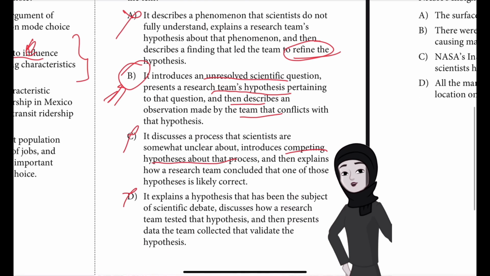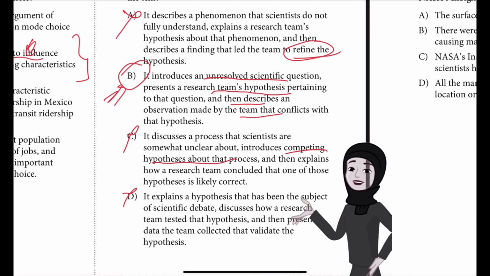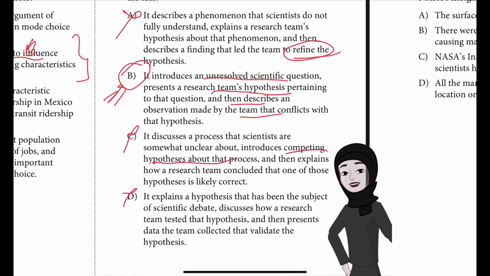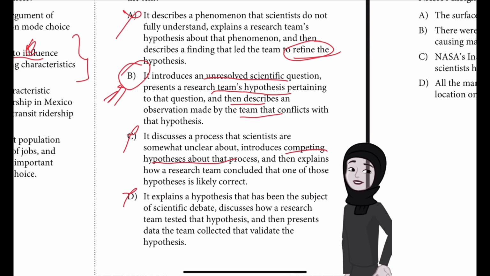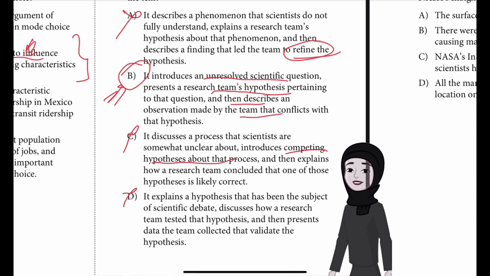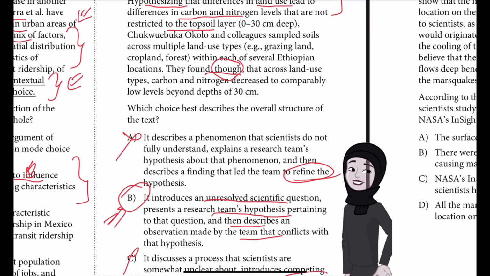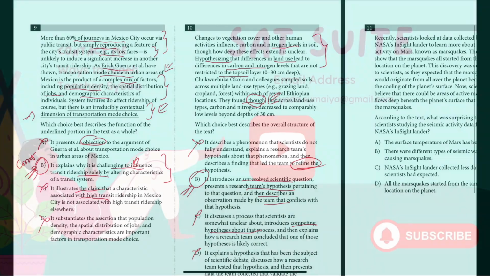Then D is incorrect because the text doesn't begin by presenting a hypothesis that is under scientific debate. It's not about a scientific debate, it's just unclear. It presents a question that scientists have been unable to answer and then introduces a hypothesis formulated by Okolo and colleagues. While the text does explain how Okolo's team tested their hypothesis, the text goes on to say that their data conflicted with their hypothesis, not that the data validated or supported their hypothesis. So it didn't validate, they found something contradictory, because that's why they found, though it says. That means they found something else, not what they expected according to their hypothesis. So I hope.